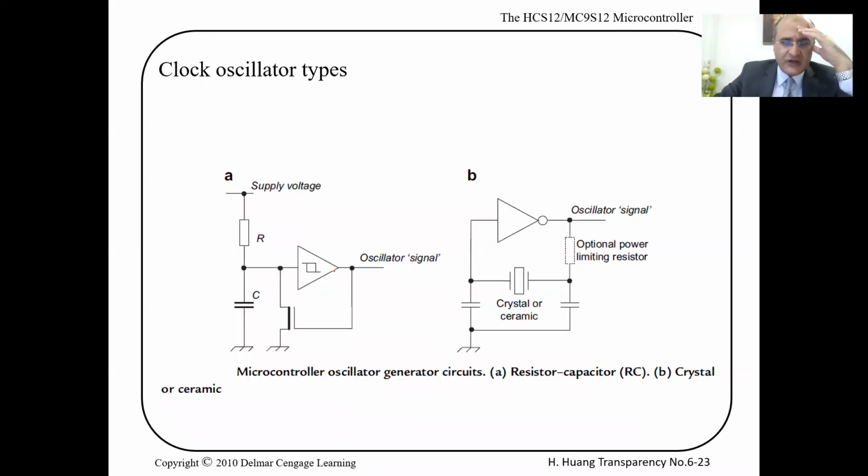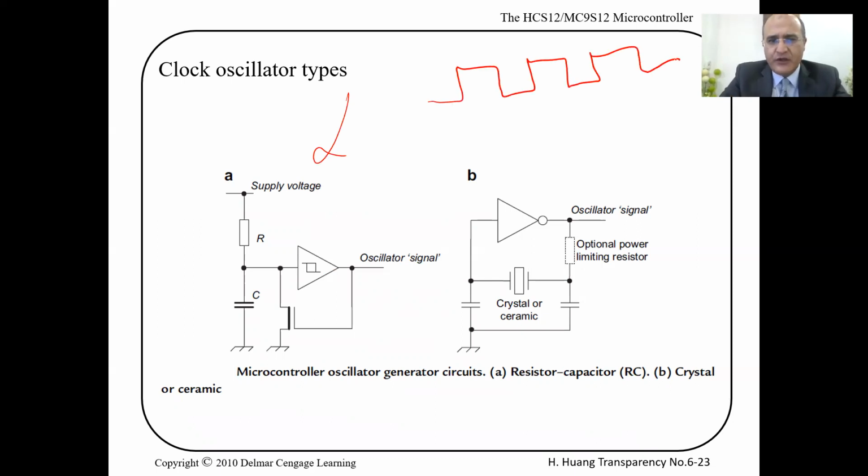This is just a reminder of types of oscillators. An example of an RC oscillator. An oscillator's purpose is to provide you with a square wave to trigger all logic circuits. An RC oscillator. Are you familiar with these? Should I skip, or do you want me to talk a little about them?